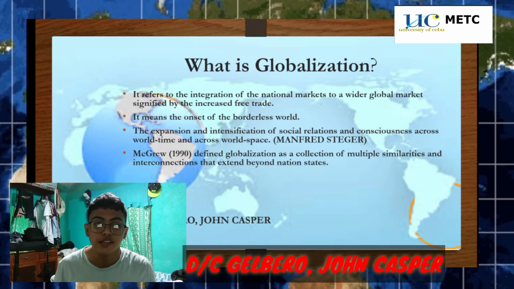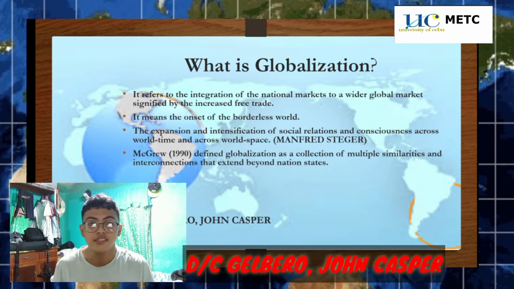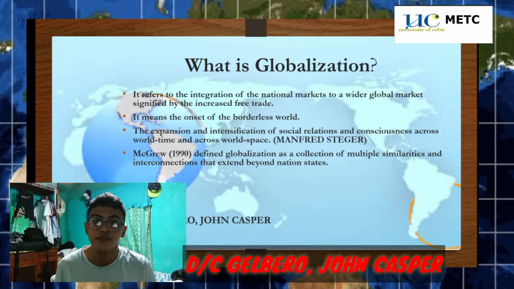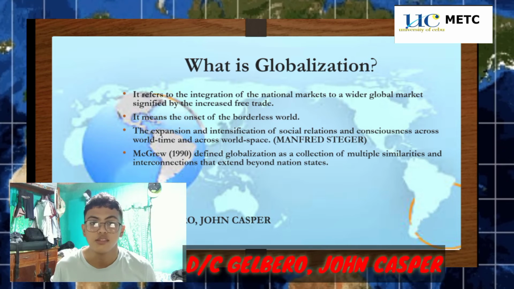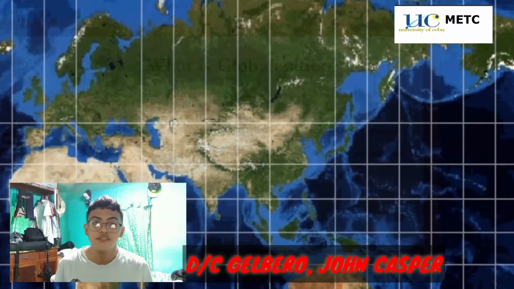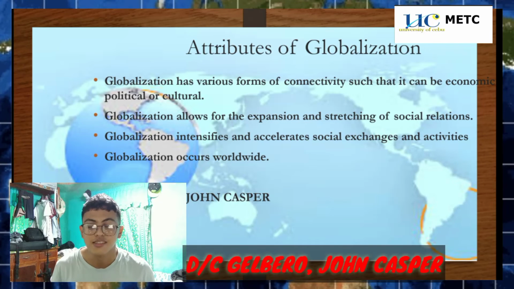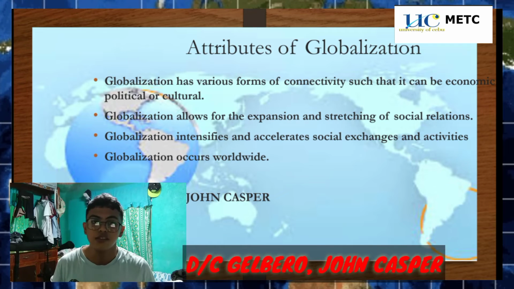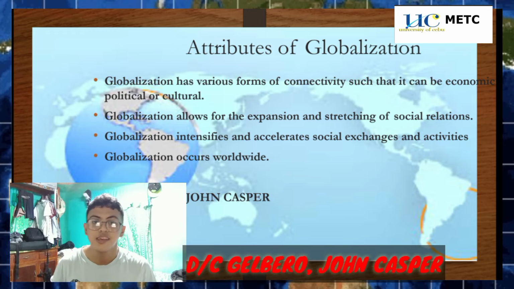McGrew defined globalization as a collection of multiple similarities and interconnections that extend beyond nation states. Globalization has various forms of connectivity, such that it can be economic, political, or cultural. Indeed, globalization affects the economic in a way of integration of international financing markets; the political, in a way that national policies bring countries together politically; and the cultural, in a way that focuses on what large parts of society need that globalization can provide them, just like transportation and communication.